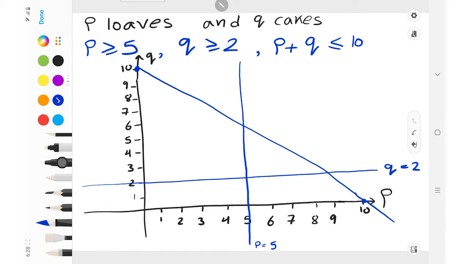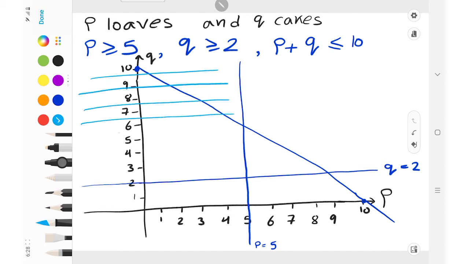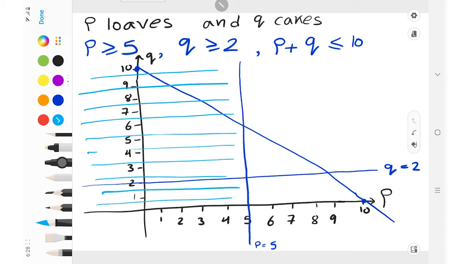Now we will shade the unwanted region. We want to keep the region that we want unshaded. So here P greater than 5. We want P greater than 5, so I will shade the less than 5. This is what I want to shade. The next one, we have Q greater than 2, so I will shade less than 2.